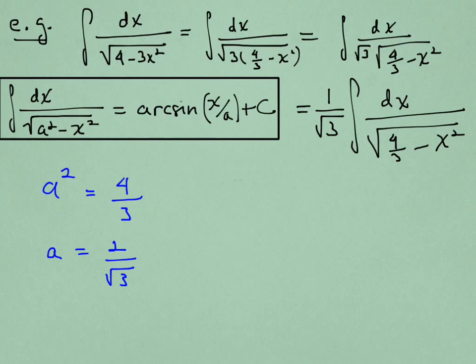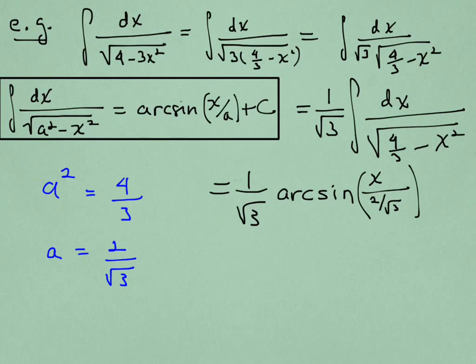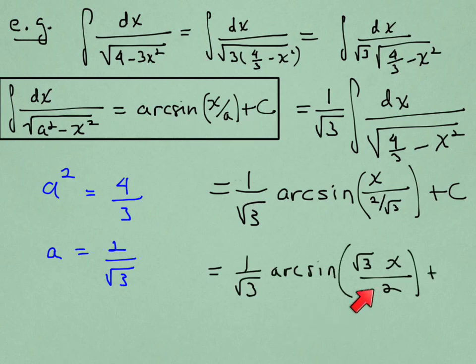And now it's just a matter of applying that formula. I have 1 over root 3 in front. The formula says now take arcsine of x over your a, which is 2 over root 3, plus c. And then let's just clean it up. We don't like this messy fraction here, so let's multiply by the reciprocal instead, and I'll have 1 over root 3 arcsine, and it'll be root 3 x over 2 plus c.